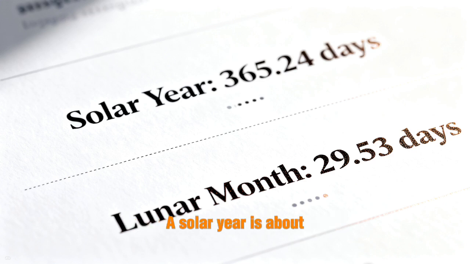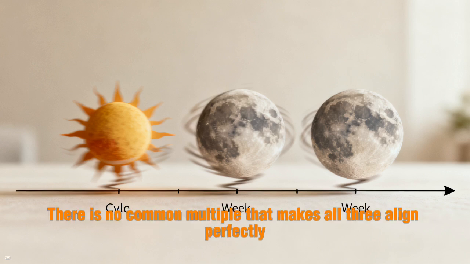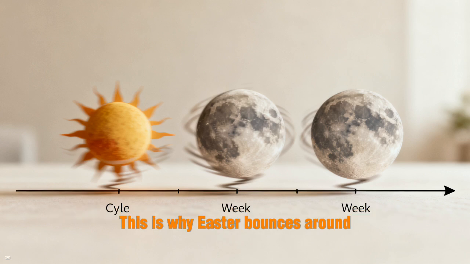A solar year is about 365.24 days. A lunar month is about 29.53 days. A week is exactly 7 days. There is no common multiple that makes all 3 align perfectly. This is why Easter bounces around.